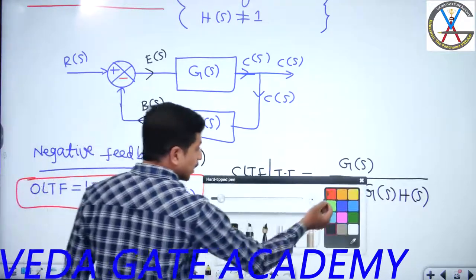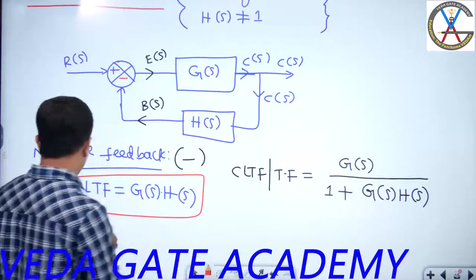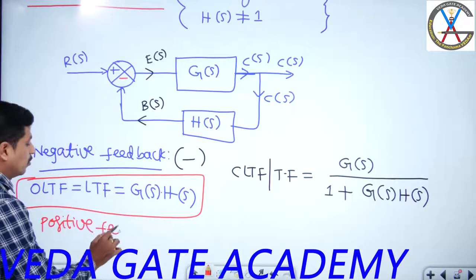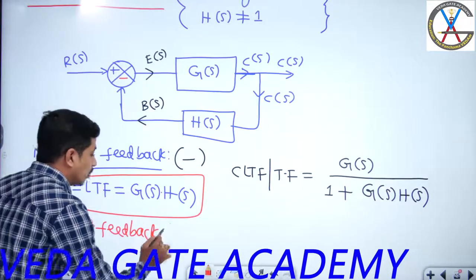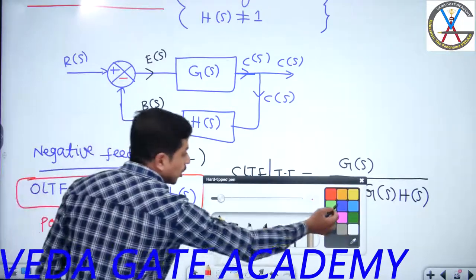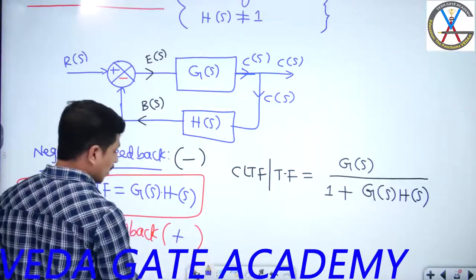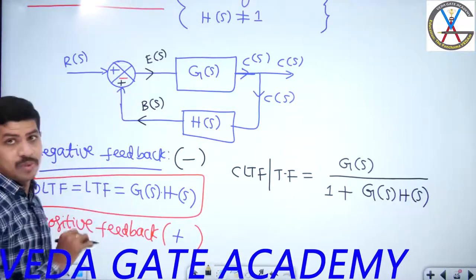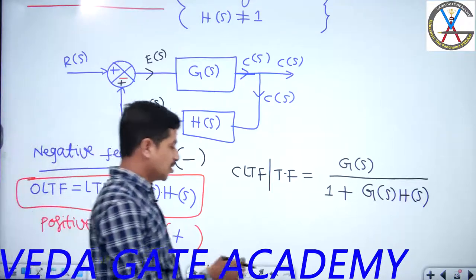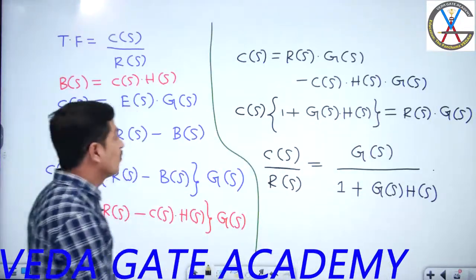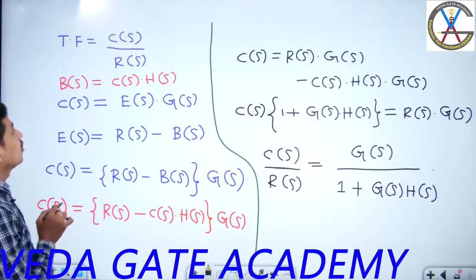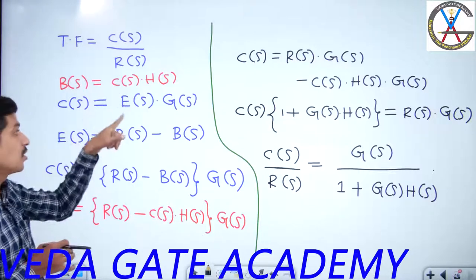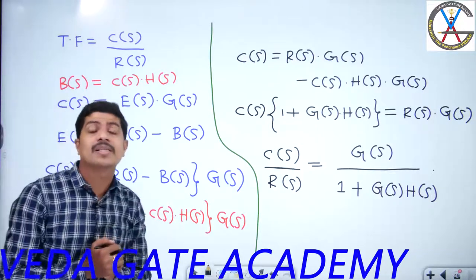For positive feedback, I am writing here in brackets positive feedback, and what we have to keep is plus. Positive feedback we have taken. Now let us see what happens. All the equations will change. The transfer function is C of s by R of s, and B of s equal to C of s into H of s will not change. The only change takes place at E of s.